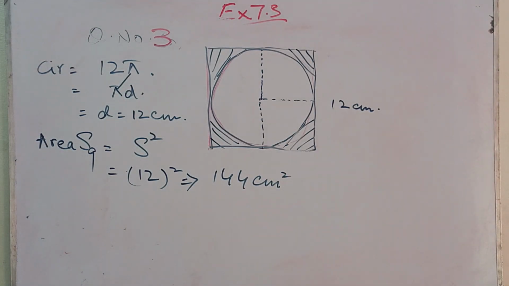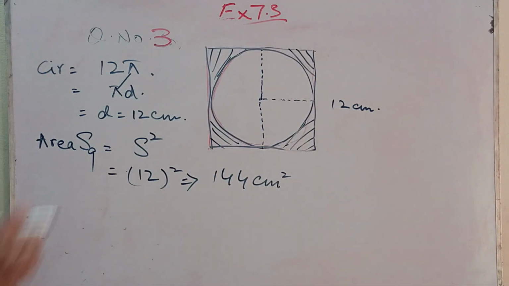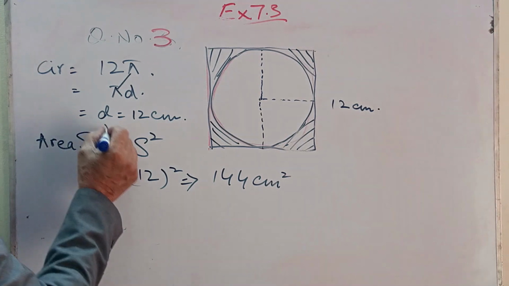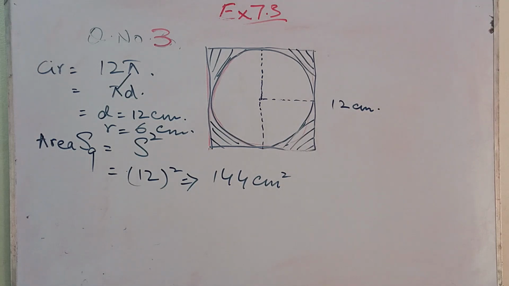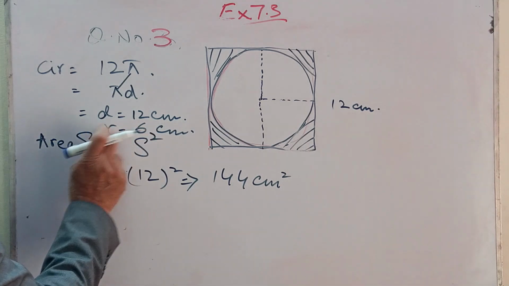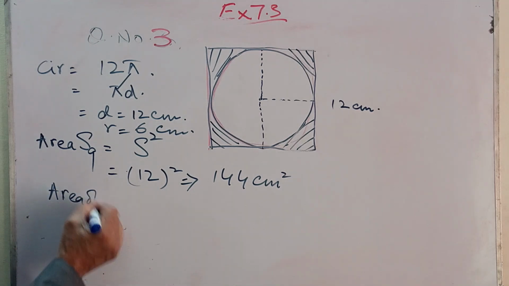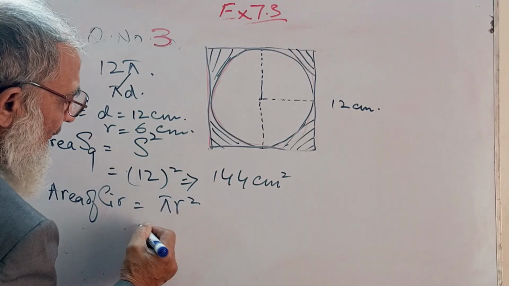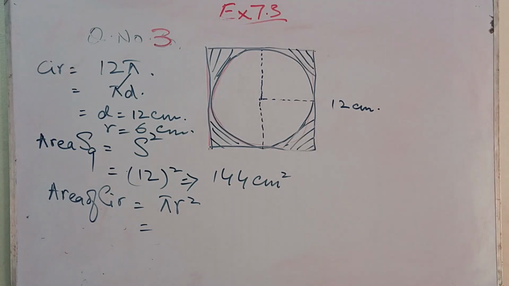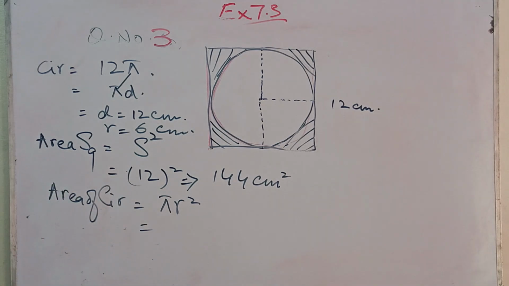144 centimeter square. Now the area of this circle, diameter is 12, so the radius is equal to 6 centimeter. Now since the radius is equal to 6 centimeter, the area of circle is equal to pi r square, and now I must also tell you that we have to find it in terms of pi.